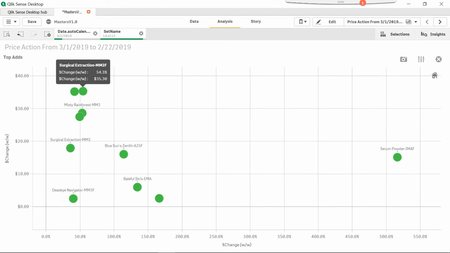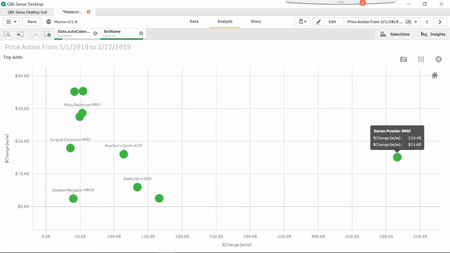So if I blow this up over the course of this week, what we're seeing is a really big change in this card. This card increased by $35, which is 53%, a 53% increase over that week. Same thing here, another $35 increase in Misty Rainforest and MM3, the foil version, that went up by $35. And so what you're seeing is percentage change and dollar change, and you see an outlier here where this thing went up 516%, so this thing skyrocketed.